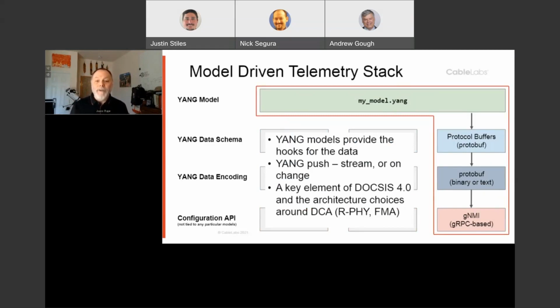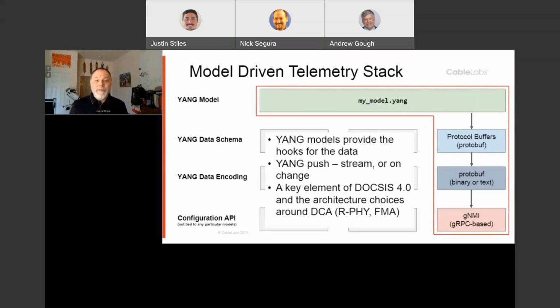You're going to have all those other options, by the way, if you want to go down that path, but you can count on what you're seeing here as being provided, because that's where the spec is going. And what that means is you're going to have YANG models to provide the hooks into the data for the network data elements. You're going to be able to use YANG Push to stream or to get the data on change. And you're going to have all these as key elements in all the DOCSIS 4.0 solutions and the architecture choices around that, around DCA, including Remote PHY, flexible MAC architecture. All those will be sort of baked into that.